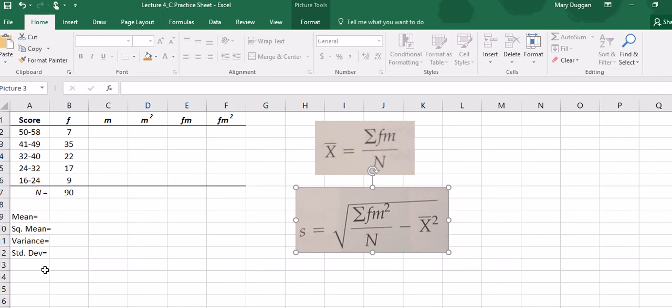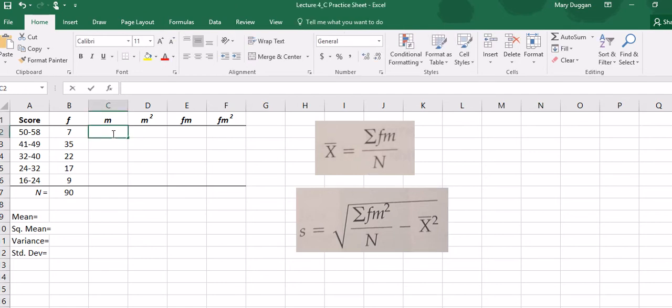Let's plug in that formula for the first score. I'm going to put 50 and 58 in parentheses because I want that to be done separate from the division. And so I can see very easily that my midpoint is going to be 54. And that's midway between 50 and 58.